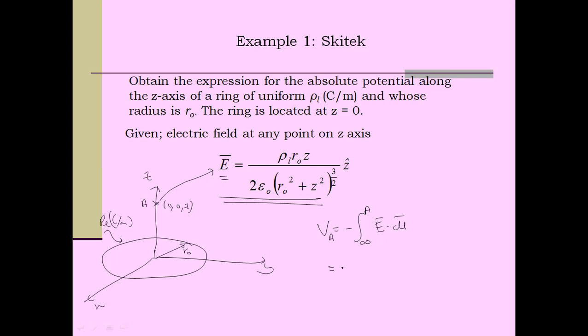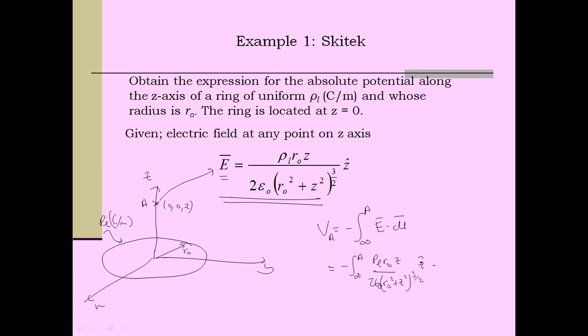We find the potential that should give us negative integration, infinite to point A. The E will be given by rho L R naught Z over 2 epsilon naught, R naught squared plus Z squared to the power of 3 over 2. That should be your E.